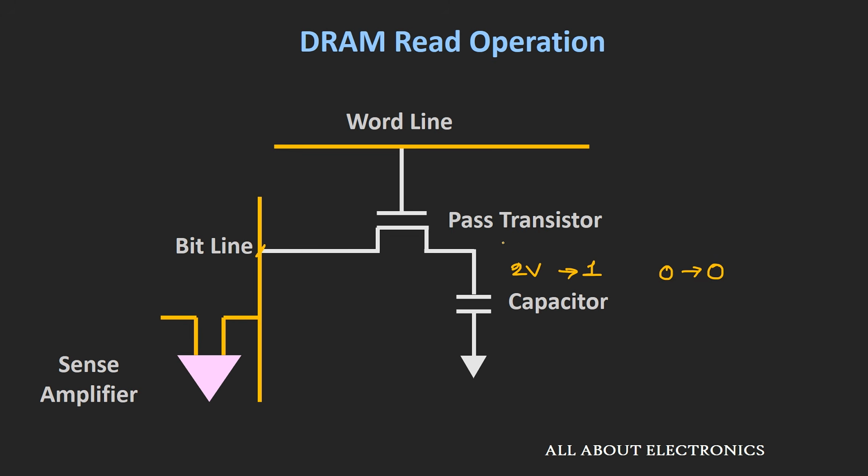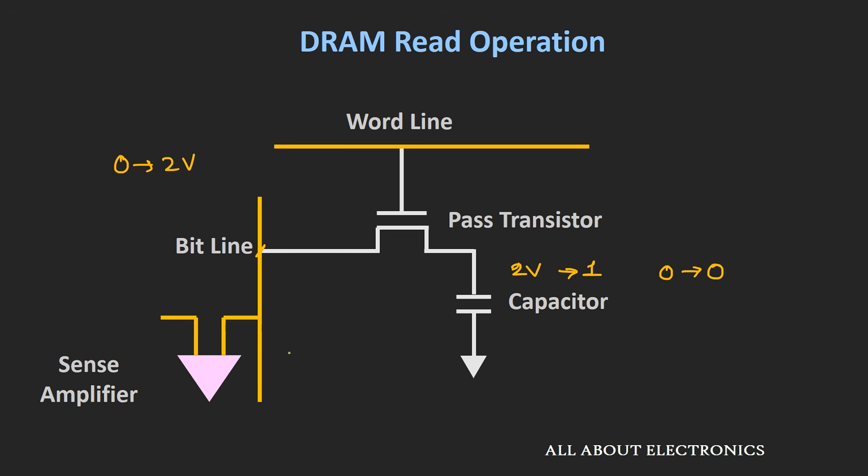So once the read operation starts, this pass transistor will be turned on and the voltage across this capacitor gradually will be available at the bit line. So the bit line will start charging from 0 volt to 2 volt, and once it reaches from 0 to 2 volt, then the sense amplifier will get to know that the voltage across the capacitor is 2 volt or logic 1.